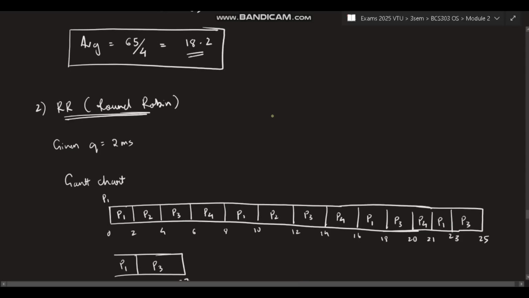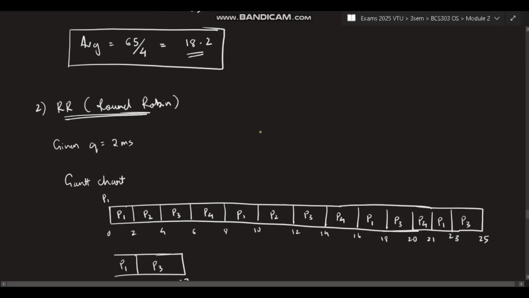Okay, suppose let's assume there are three processes, P1, P2, P3. P1 will start executing, after 2 seconds P2 will run, after 2 seconds P3 will run, and after that again 2 seconds P1 will run, then P2 will run, and then P3 will run. Like that it keeps on going. That is called the Q value. If it is 2, it will run for 2 seconds each time. If the remaining time is less than that, it will run for only that amount of time.